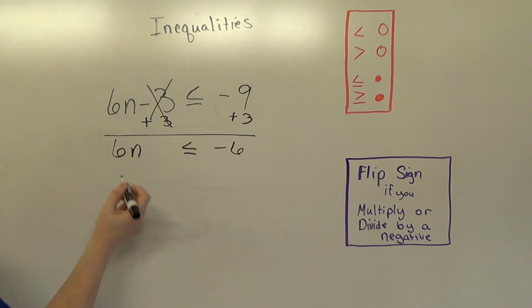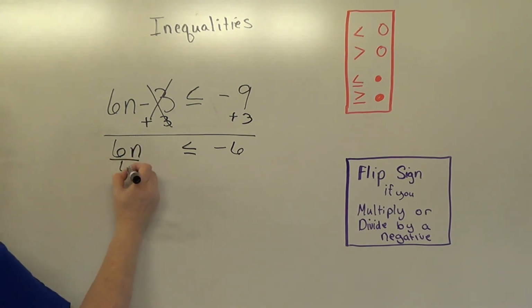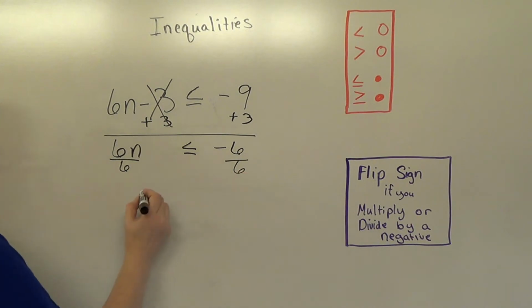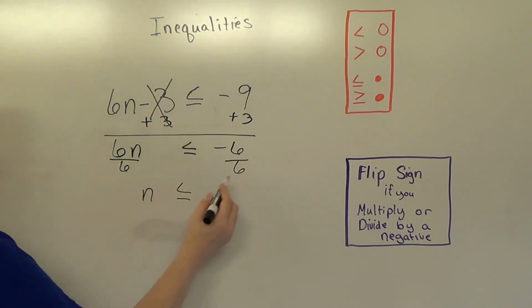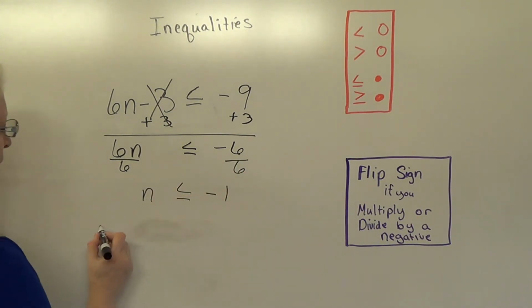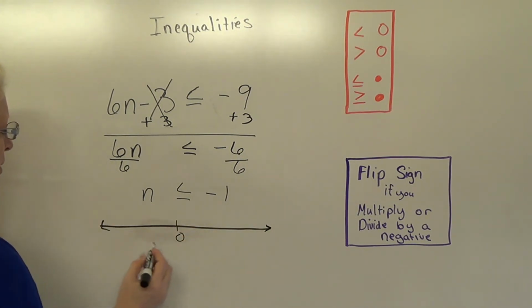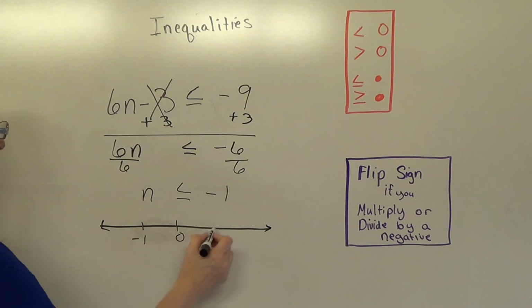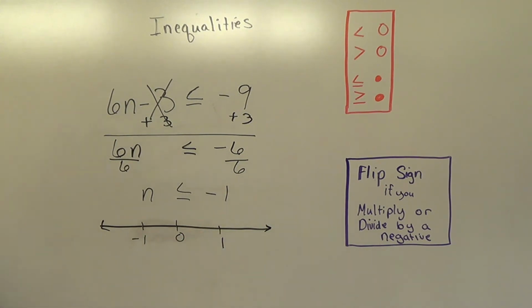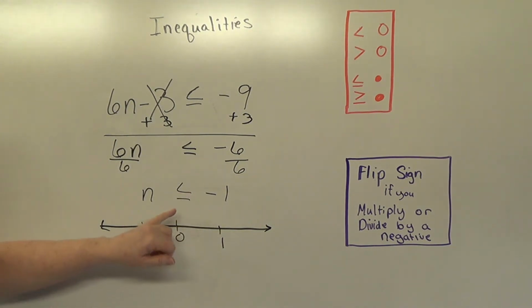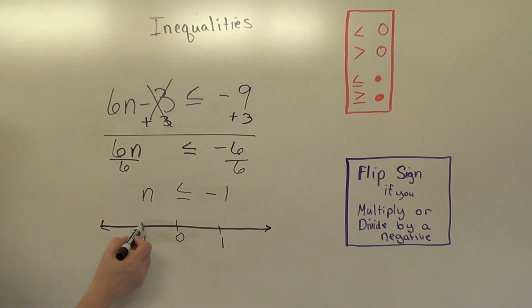Alright, now we want to get n by itself. It's attached to the 6 through multiplication, so to undo that we're going to use division on both sides, and I get n is less than or equal to -1. Okay, now we're going to graph it. Put 0 in the middle, put the number and its opposite. And now we are going to find -1, which is right here.